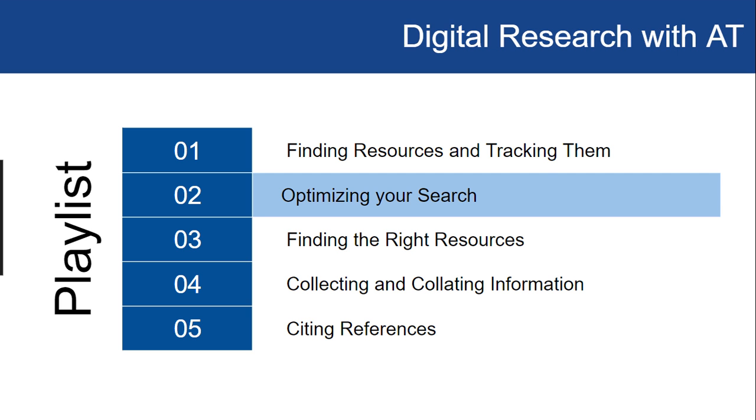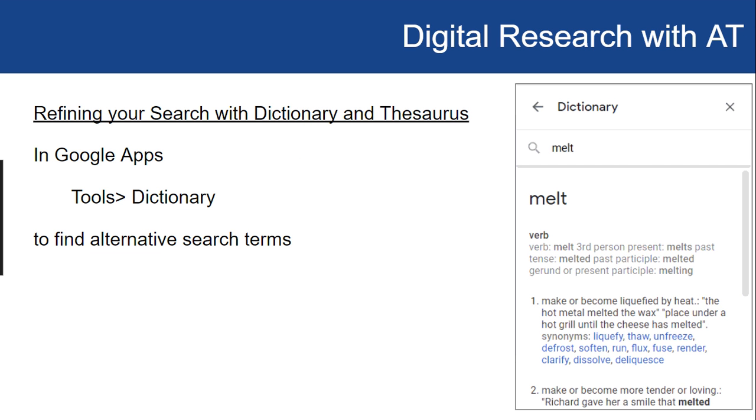So this is the second video in this series, and today we're going to be focusing on optimizing your search. There's two ways that you can optimize your search, and the first way is going to be using the dictionary and the Thesaurus tool in a Google Doc.